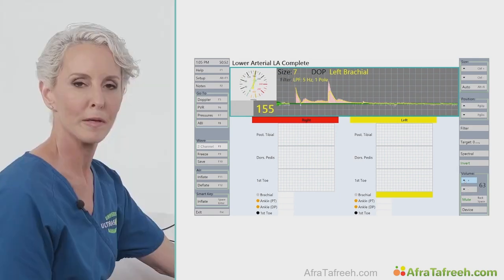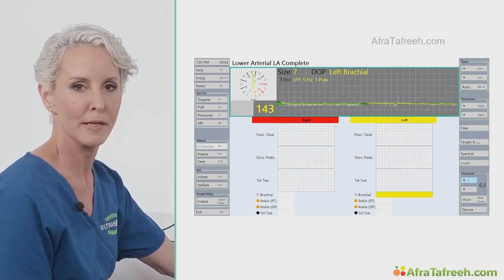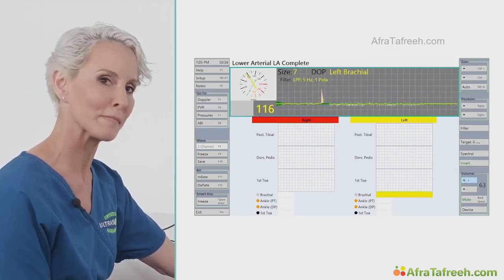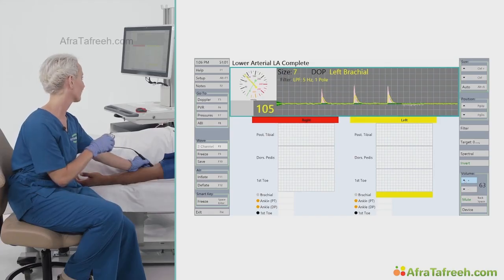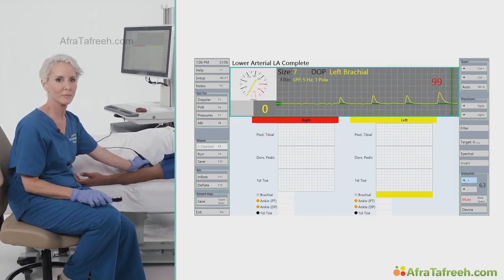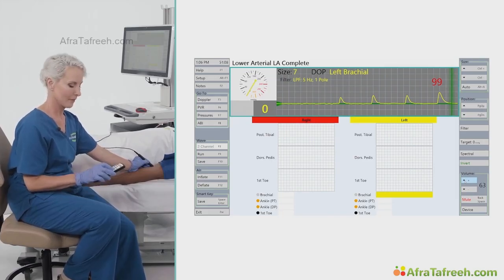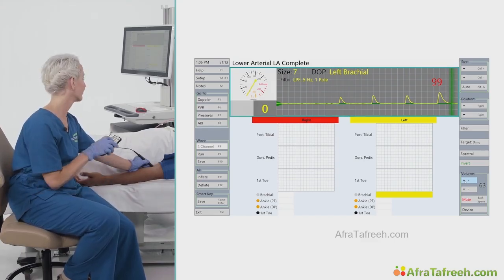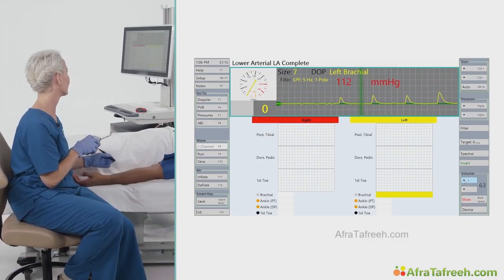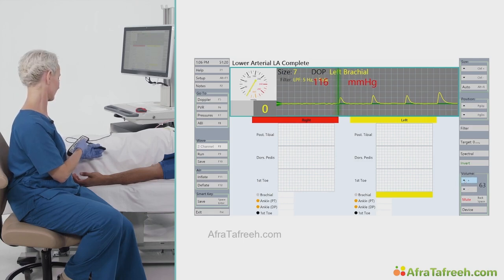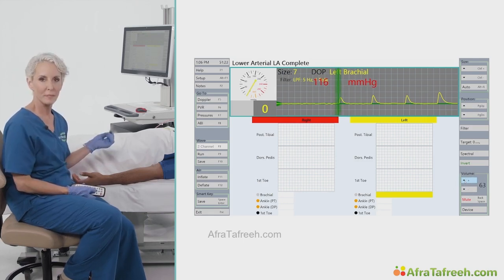Be sure to go about 20 to 30 millimeters of mercury above where the arterial signal disappears before letting off of your inflate button. I'll wait for 3 good beats before freezing my waveform, and then I'll go back and mark it at the onset of the first strong beat. And the left brachial systolic pressure is 116 millimeters of mercury.